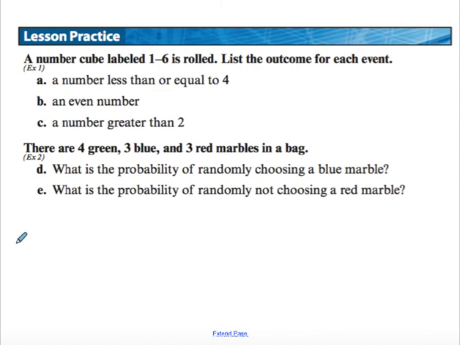Here are some other examples that you can work on. We did a couple of this type. Okay, probability of randomly choosing a blue marble. Well, if we have 10 total marbles and 3 are blue, we would have 3 out of 10. Or randomly choosing a red marble, well, we still have 3 red marbles, and so we have 3 out of 10. Okay? I hope this was helpful for studying and for homework.